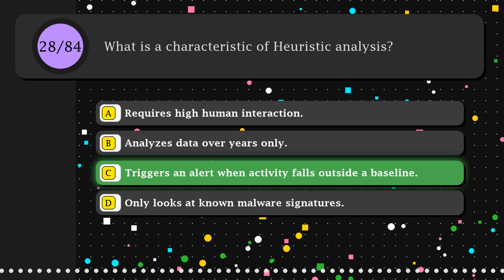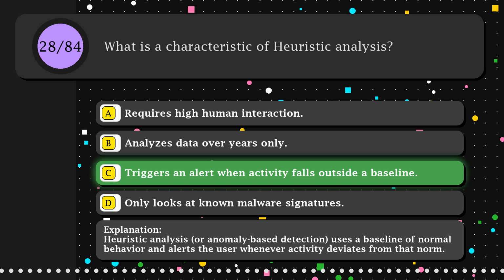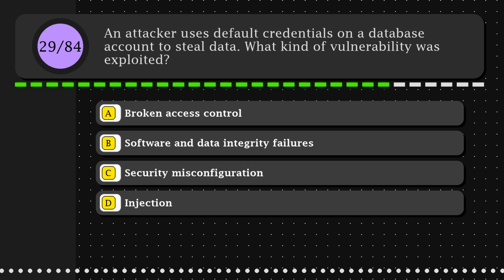The correct answer is option C, triggers an alert when activity falls outside a baseline. Heuristic analysis, or anomaly-based detection, uses a baseline of normal behavior and alerts the user whenever activity deviates from that norm. Question 29. An attacker uses default credentials on a database account to steal data. What kind of vulnerability was exploited?